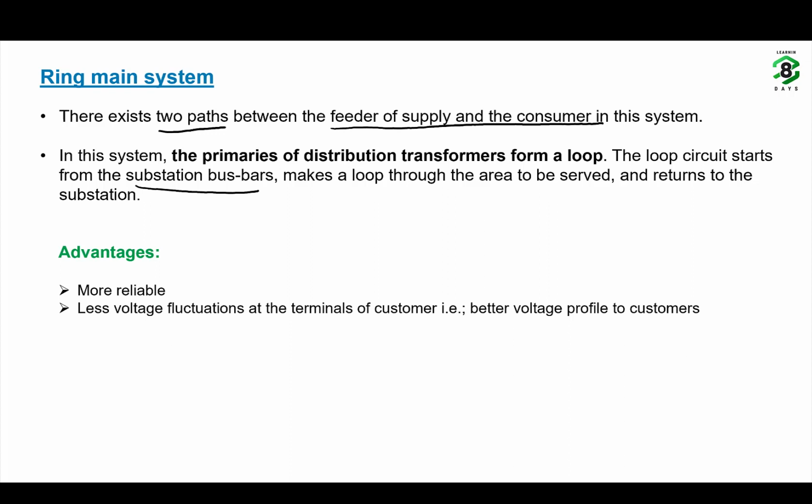Less voltage fluctuations at the terminals of customers, that is a better voltage profile, because as the distributor is fed from both ends, the voltage drop will be minimum, and the voltage fluctuations will be minimum in the ring main system. The disadvantage is that it requires more cost to commission the ring main system, because it requires more distribution transformers, more circuit breakers, more conductors, more poles, etc. The commissioning and the initial cost is more.